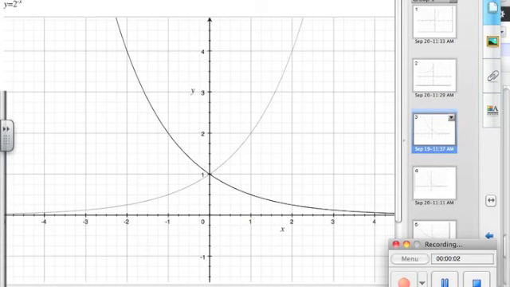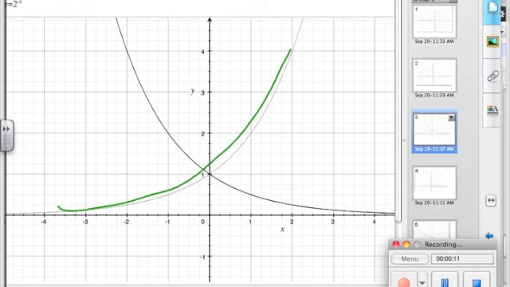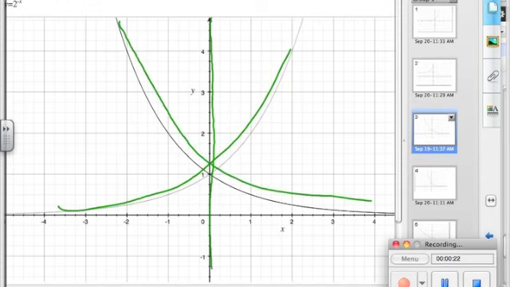This is our reflection of our parent function, our exponential function. You can see the original function was right here, and we basically reflect it over the y-axis. So we flipped it, and now this is what the new reflection looks like. Our formula for our new reflection is y equals 2 raised to the negative x.